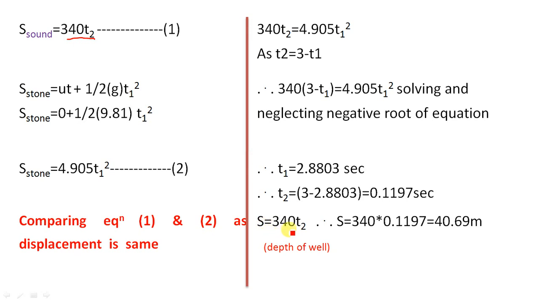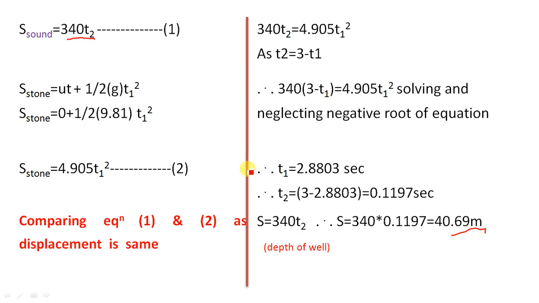So can you able to find out the depth of the well? Yes, definitely. S is equal to 340 into T2. Substituting these values, T2 is 0.1197. So you will get the depth of the well is 340 into 0.1197, that is 40.69 or 40.7 meter. This is the depth of the well. So this is quite simple problem.